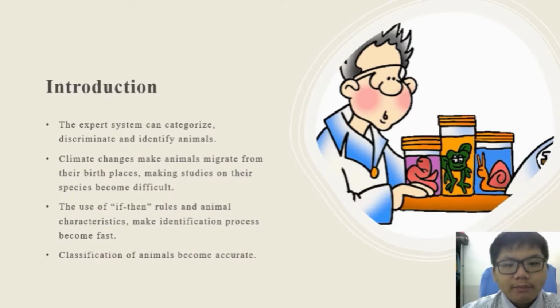Climate change makes animals migrate from their birthplace, making studies on their species very difficult. So we use if-then rules and animal characteristics in this expert system to make the identification process fast and the classification of animals accurate.